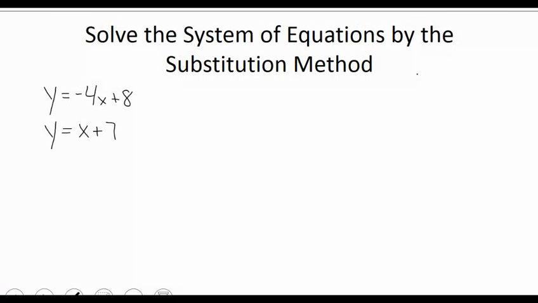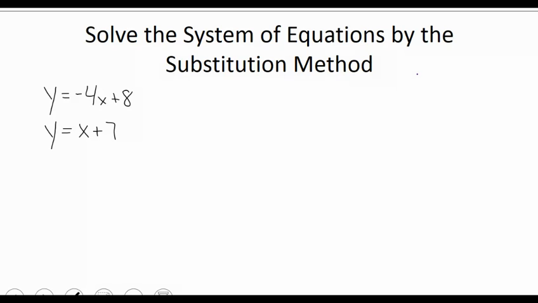So y equals negative 4x plus 8 is our first one, and y equals x plus 7 is our second equation. These are both actually in slope-intercept form. But I could use the substitution method here because I know y equals negative 4x plus 8. That's saying y and negative 4x plus 8 are the same thing. Then I also know y equals x plus 7. That's saying y and x plus 7 are the same thing.